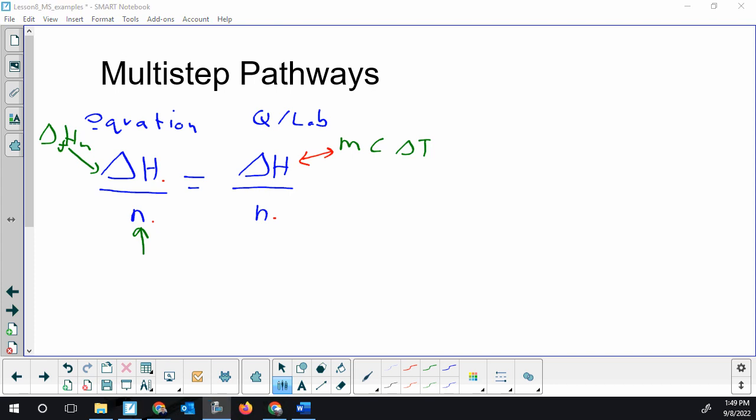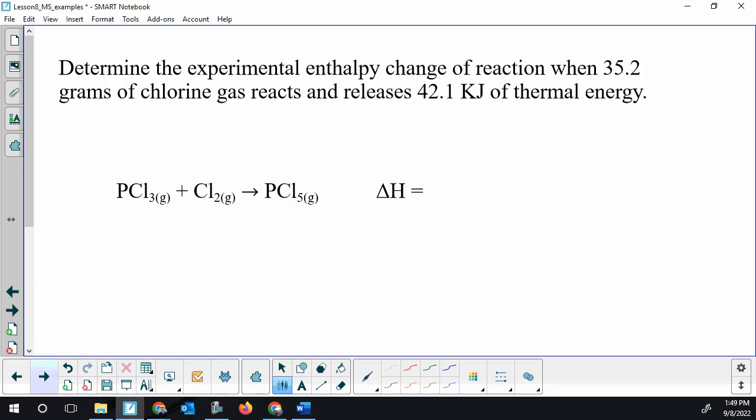So we're going to do 2 examples. We're going to see one where we solve for delta H in an equation, and the second one I'm going to solve for this delta T. So you're going to see me go step by step, kind of all the way through this whole pathway, all the blue, the red arrow, into the green. So let's get started with the first one.